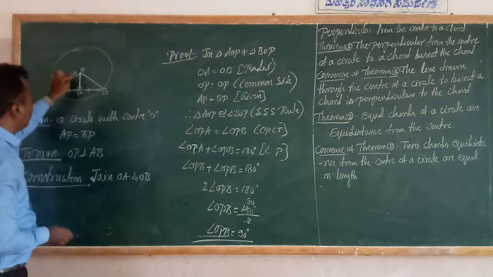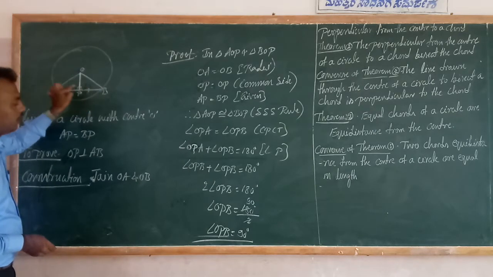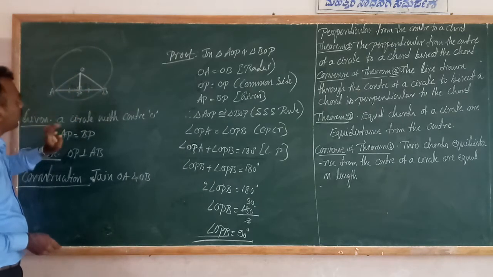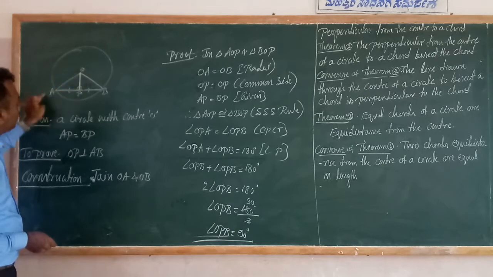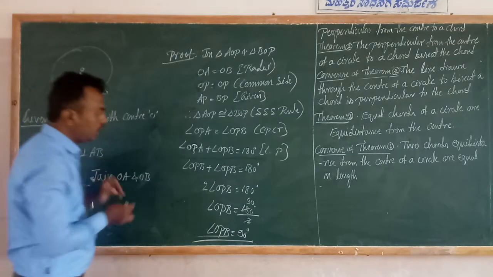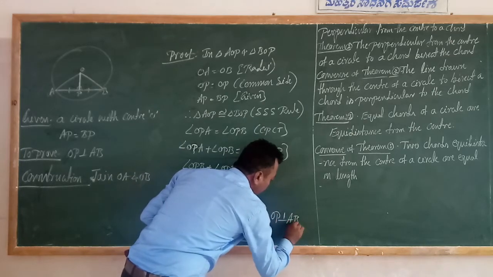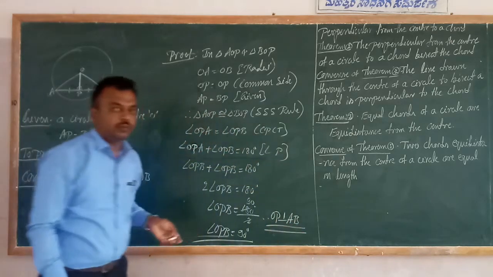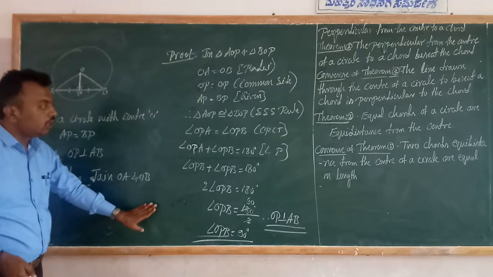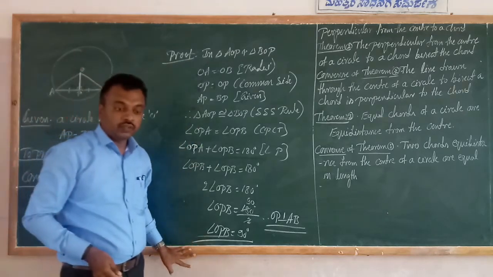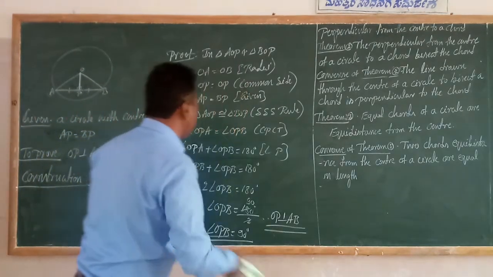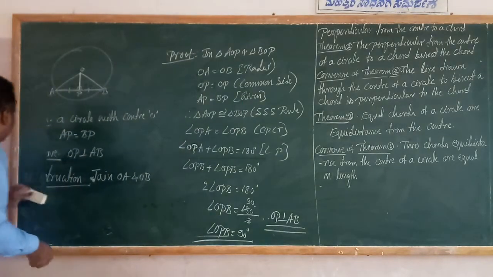See, angle OPB is 90 degrees. Can I say OP is perpendicular to AB? Yes. Therefore, OP is perpendicular to AB. Hence the proof. Have you understood? So this is the converse of the second theorem. Okay, so next, students, I will go to theorem number 3.